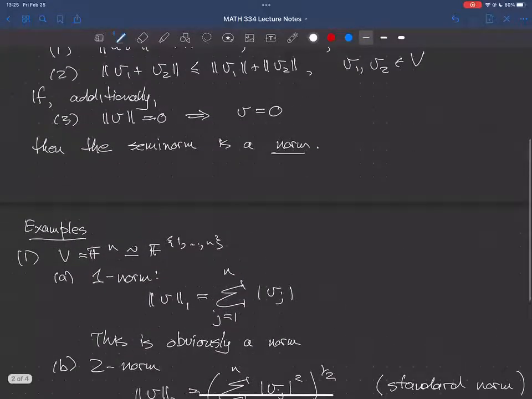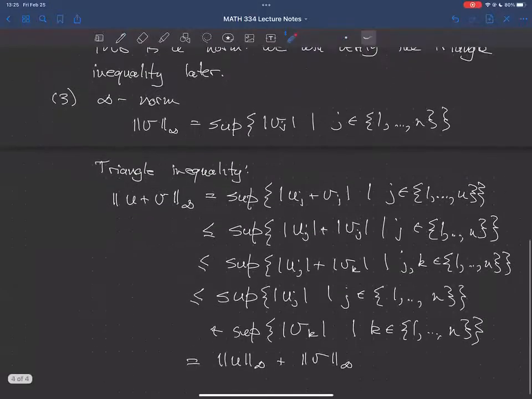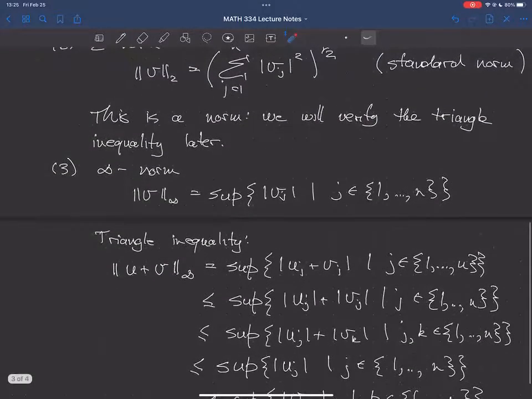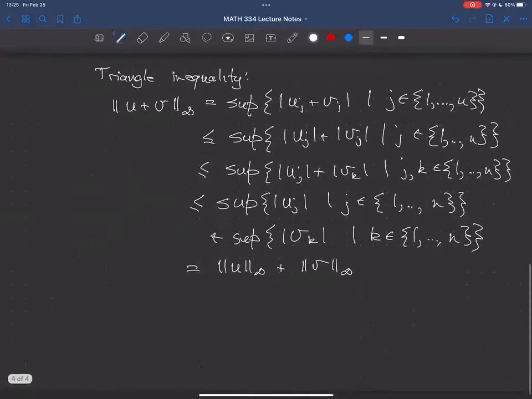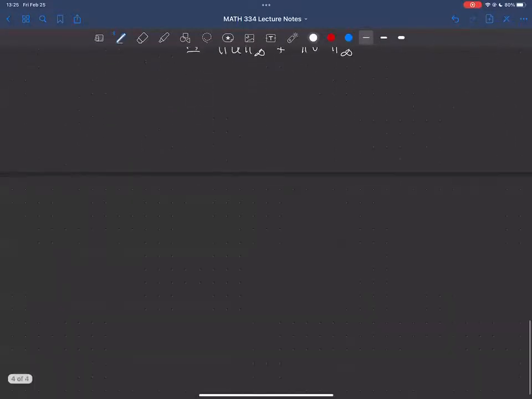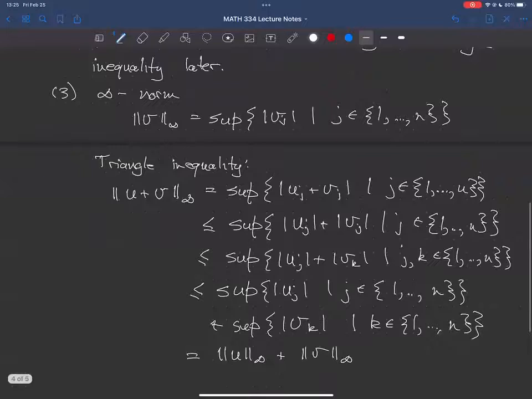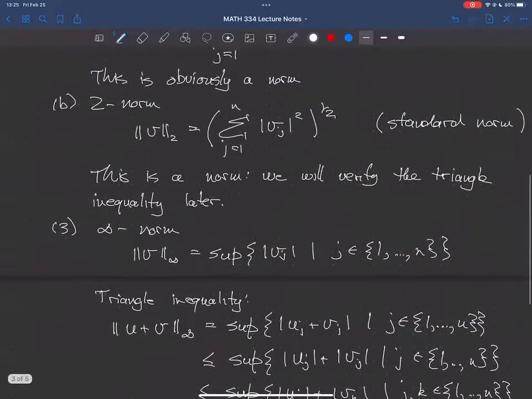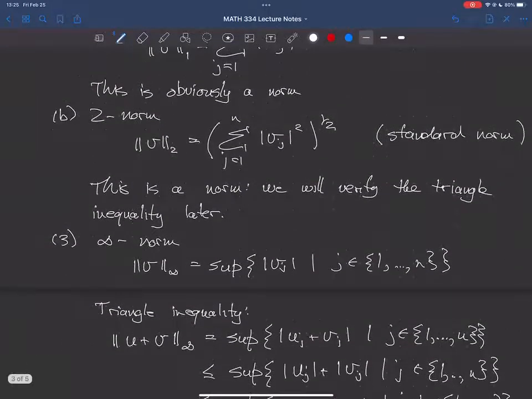So the infinity norm satisfies the triangle inequality, and it's also the case that this is a norm, not just a semi-norm, so it satisfies this condition because a sup of a collection of non-negative numbers is zero only if all of the numbers are zero. So these are our three norms for the first vector space that we're going to look at. And these three norms, the 1, 2, and infinity norm, we're going to be using more or less constantly throughout the term.